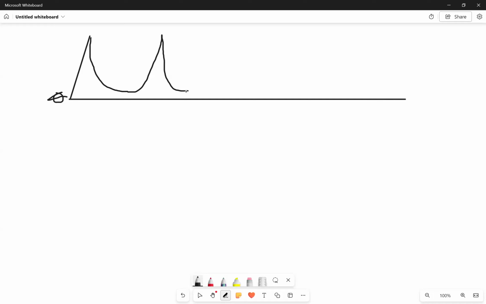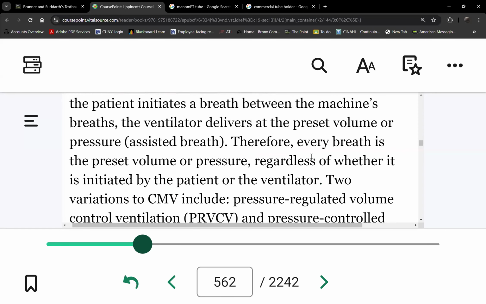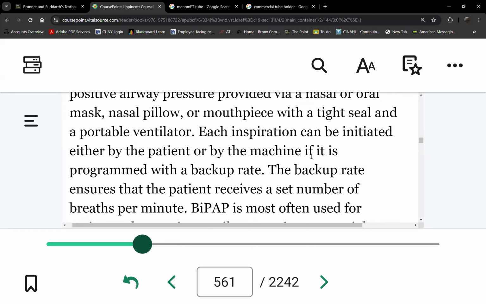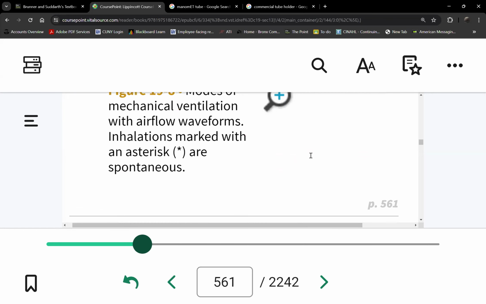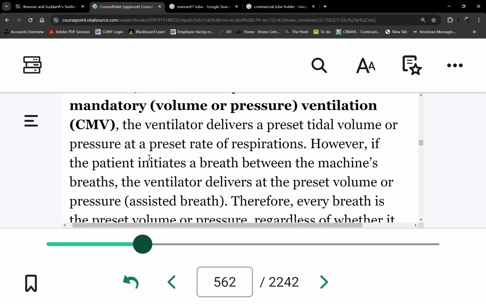Remember what it says here, the however statement. However, if the patient initiates a breath between the ventilator's breaths, the ventilator will deliver the preset tidal volume.